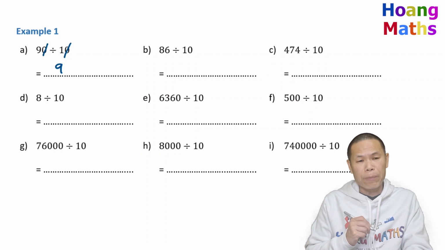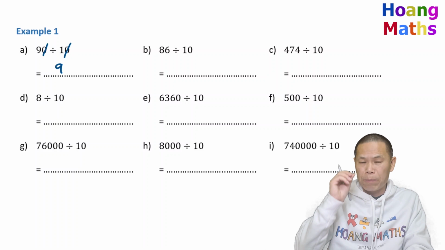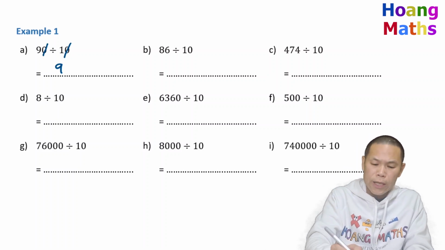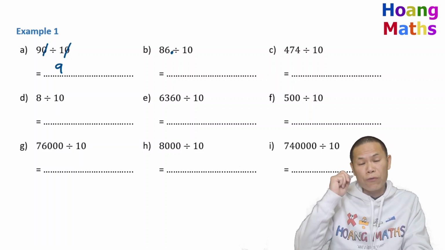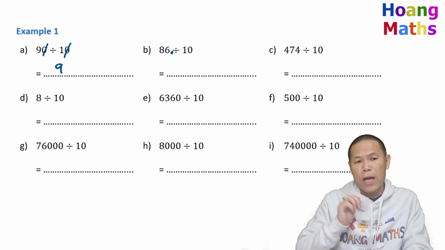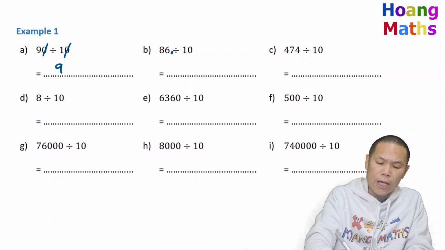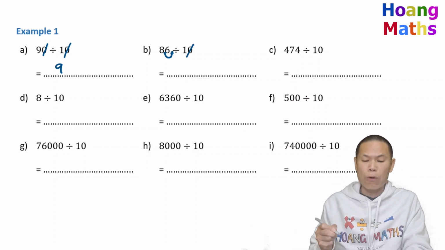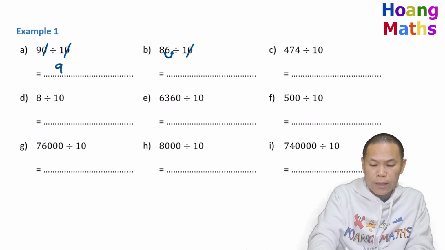86 divided by 10. So we know that the answer should be smaller than 86. And because 86 is a whole number, this means that the decimal point is right at the back of 86. So to divide by 10, we know the answer is smaller. So the decimal point is moving to the left instead of moving to the right. So this means that this decimal point moves 1 unit to the left. So that becomes 8.6. We cancel this 0. So 8.6 divided by 1. So the answer is 8.6.